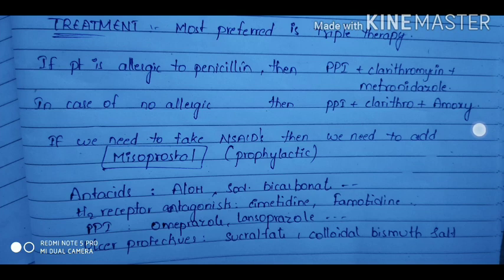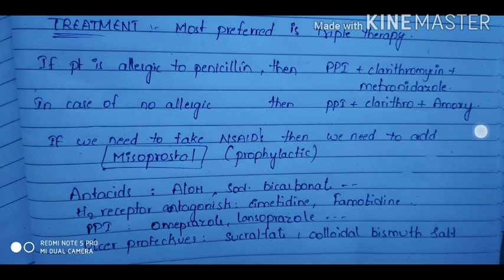And for pharmacological treatment, the most preferred therapy is triple therapy. In triple therapy, if the patient is allergic to penicillin, then we can go for a proton pump inhibitor, clarithromycin and metronidazole. In case of no allergy to penicillin, then we can select a proton pump inhibitor along with clarithromycin and amoxicillin. And if we need to give any NSAID, then we need to add misoprostol, which is a prophylactic to the treatment.